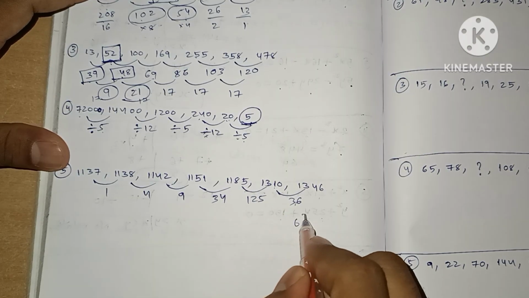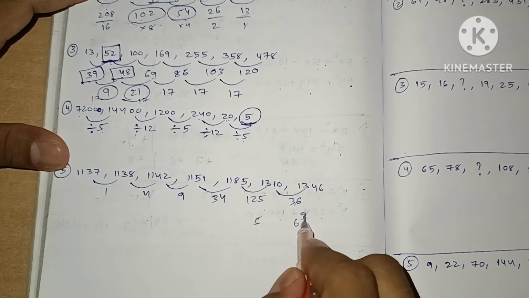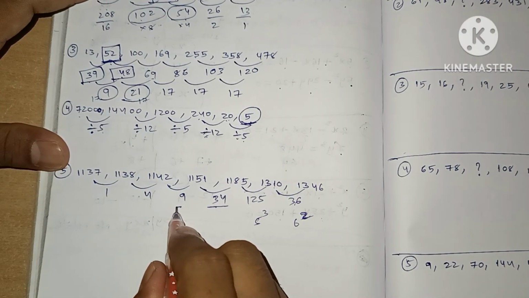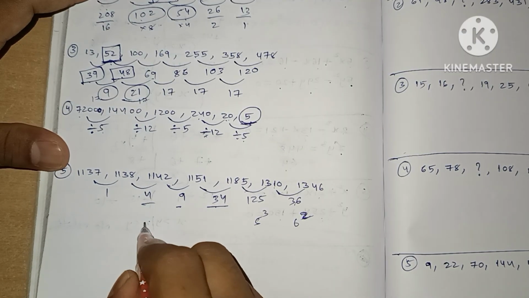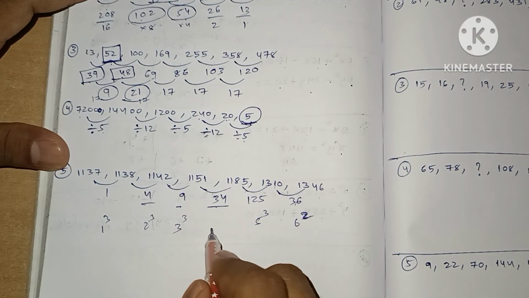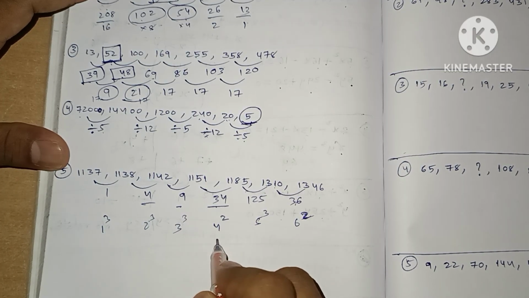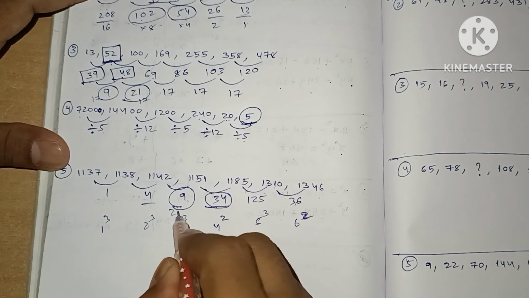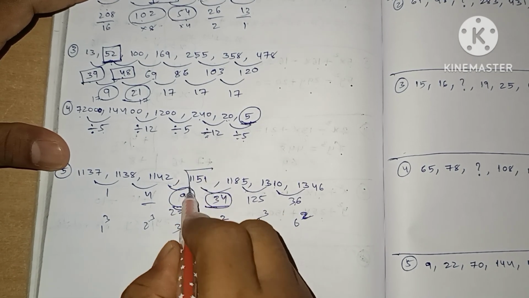So this is 6 cube, this is 5, 6 square, this is 5 cube. We don't know, this is 2 cube, let it be 1 cube. So it must be 3 cube and this must be 4 square. So these two are wrong. 3 cube, which is 27. So this is a wrong number.